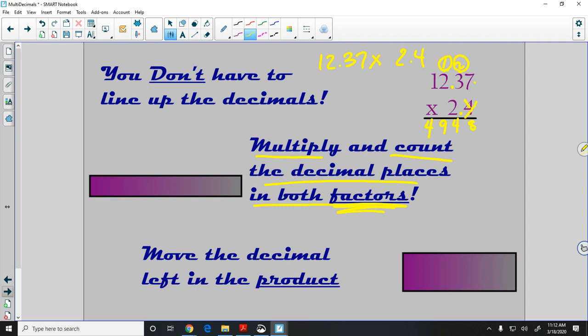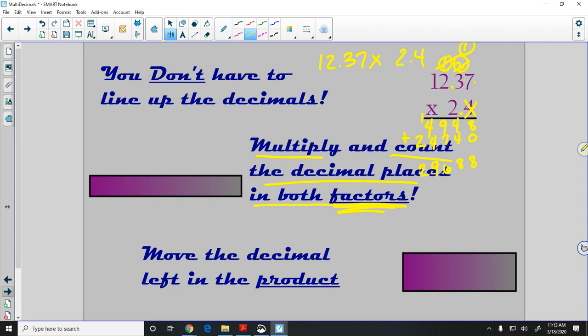Now that we're done with the ones place, we have to move to the next place. So we put that 0 there, our placeholder. Cross these out because we're done with those. 2 times 7 is 14. 2 times 3 is 6 plus 1 is 7. 2 times 2 is 4. 2 times 1 is 2. Now we have to add these up. 8 plus 0 is 8. 4 plus 4 is 8. 9 plus 7 is 16. 4 plus 4 is 8, plus 1 is 9. Bring down your 2.